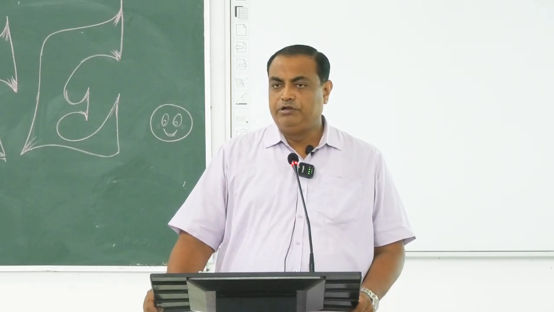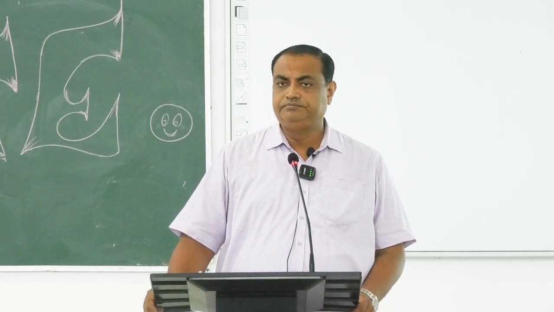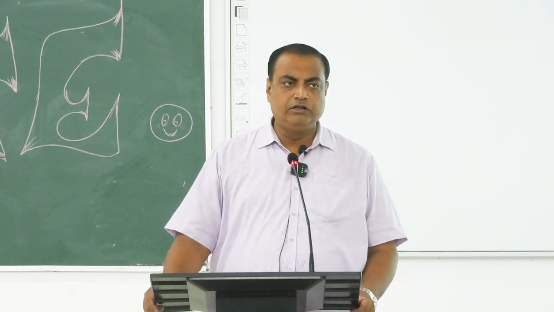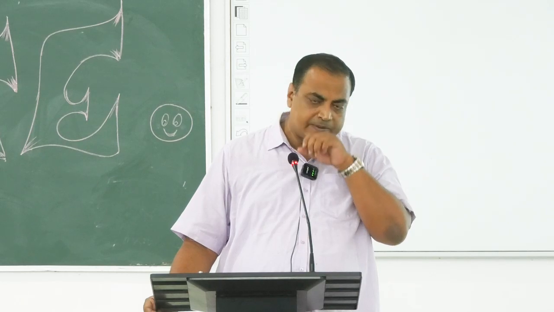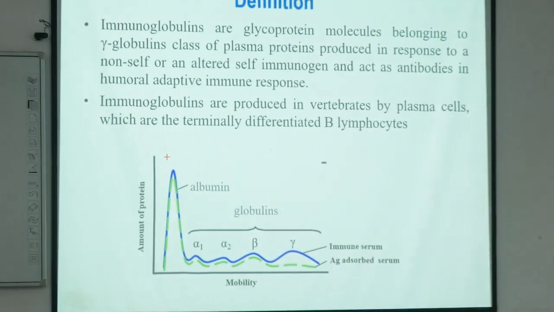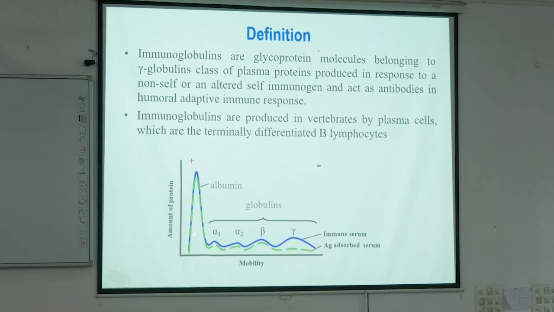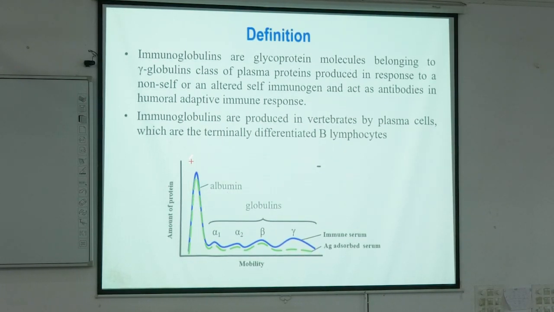They are gamma globulins. Okay, so if you can recall the electrophoresis class, there are different fractions. This is the anode side, and this is the cathode side.